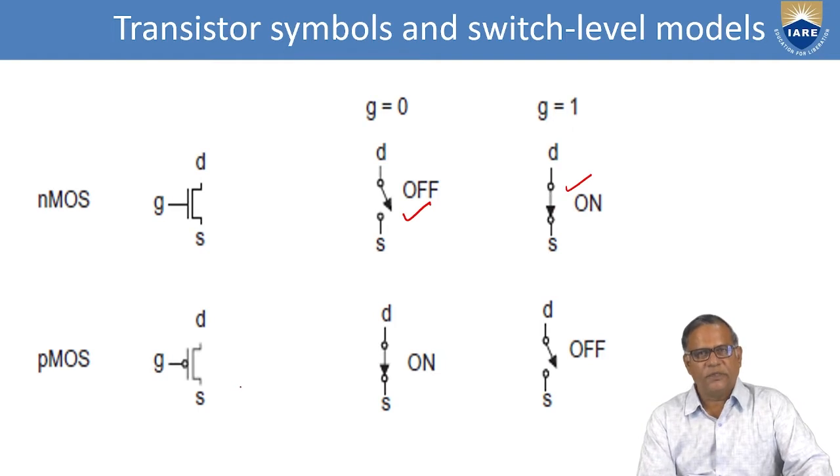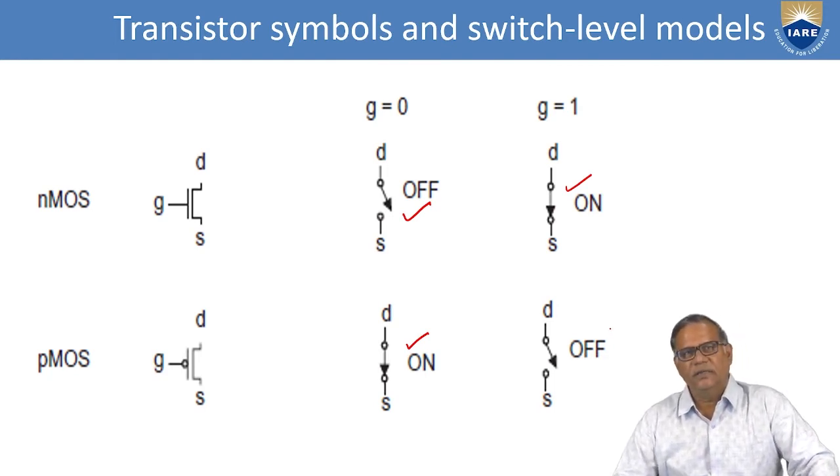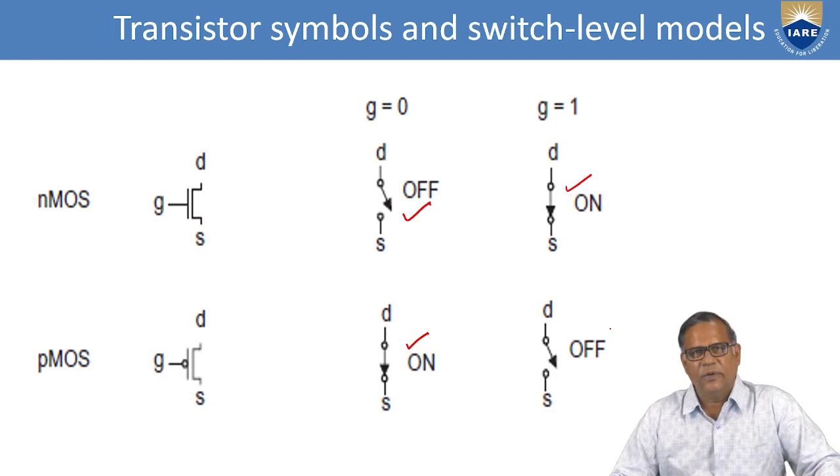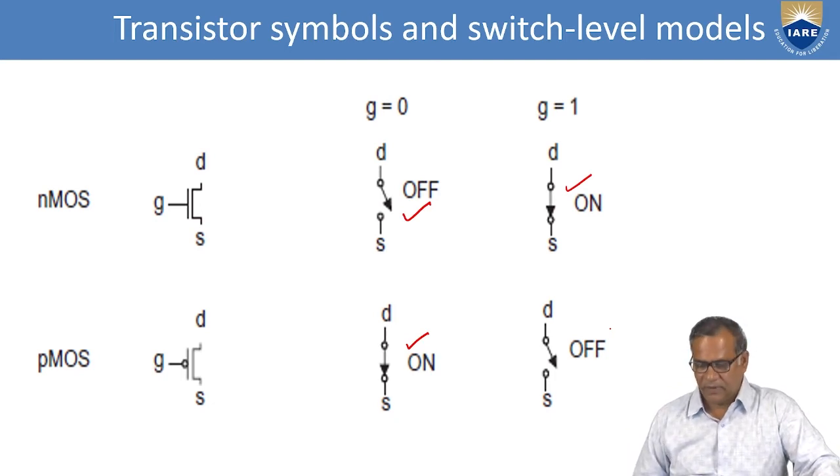Now coming to the P MOSFET, if zero voltage is applied to the gate, then the P MOSFET is turned on and you can model it with a closed switch. Similarly, if 1 is applied to the gate of a P MOSFET, then it is in off condition, or you can imagine that the switch is in open condition.